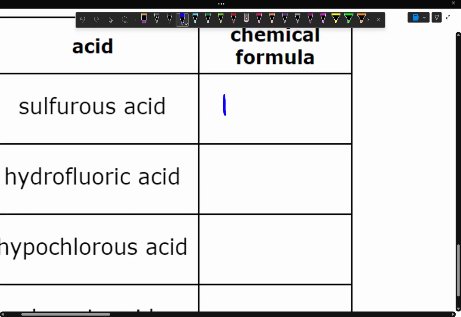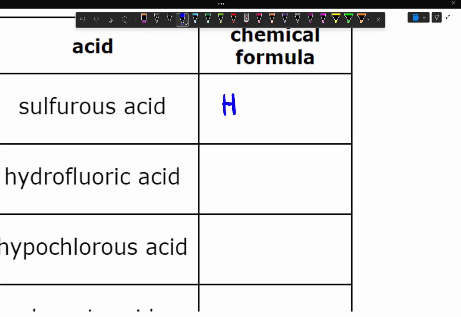So let's write our H out, and then we have SO3. Now, how about our charges? We know that sulfate, or sulfite in this case, has a -2, and hydrogen is +1. So if we've got +1 and -2, that means we're going to have to compensate with 2 hydrogen atoms to make our compound neutral. So this is neutral, so we're good to go.